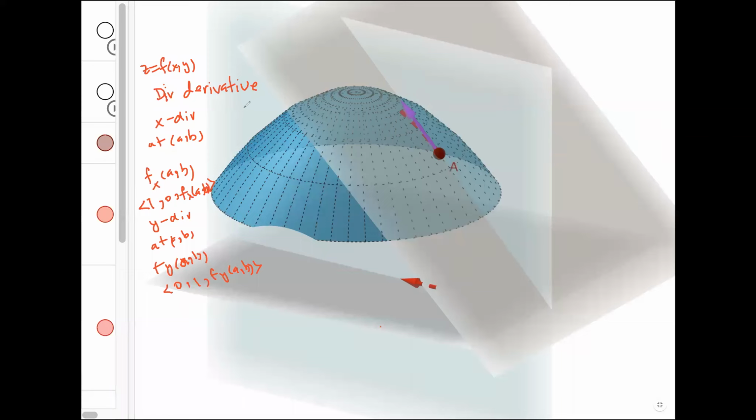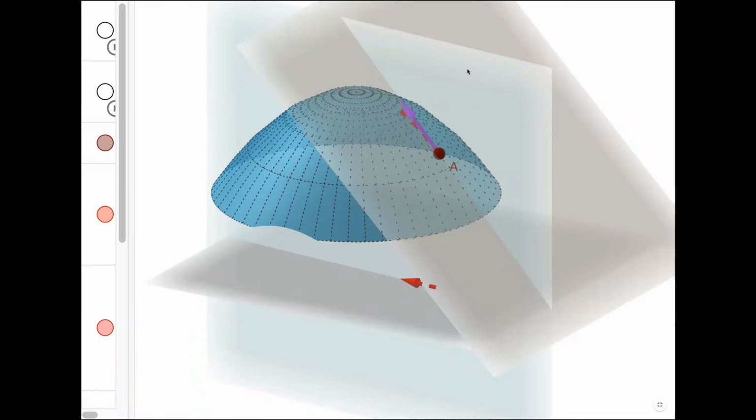So the next question comes up as, what if I go in other directions? It's not always x and y. And so that's when the general directional derivative comes in. Take a look here. I have this u, which is a unit vector. And you want it to be a unit vector, because, again, it's not just x and y. So it's a unit vector.